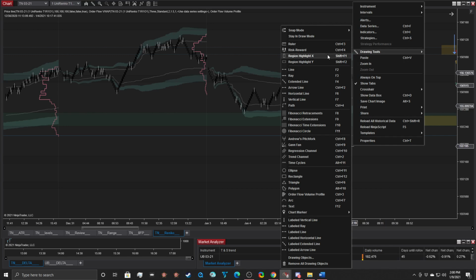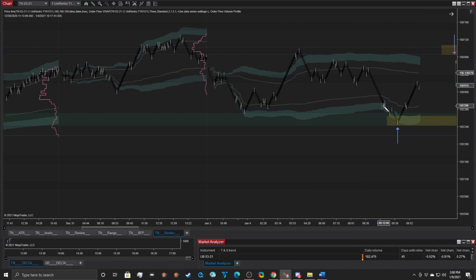So this is the setup right here. Let me kind of highlight that with something. So this is the setup here. You'll see it meets all that criteria. It's in the zone, it's at a narrative level, and we reject from it, at least initially. Then we have a 5-tick range from that low down to the next extreme.